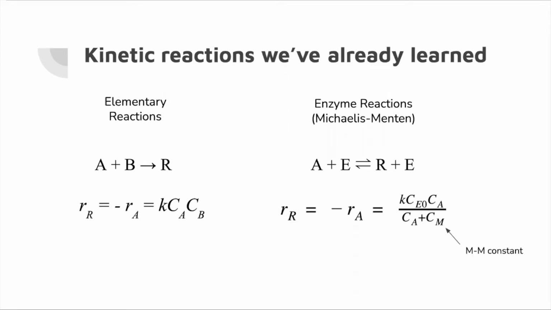Another type of reaction kinetics we've learned about is Michaelis-Menten kinetics. What makes this different from elementary reactions is that an enzyme is present. The enzyme acts as a catalyst where it's involved in the reaction but is not consumed or produced. This changes the rate equation to include the initial concentration of the enzyme and also an additional constant called the Michaelis-Menten constant.